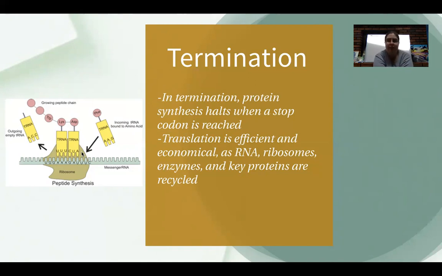Now, translation is efficient and economical. What we mean by that is because of the codon-anticodon system, it's very easy to line up the amino acids in the proper order. And it's economical because a lot of these things get reused. The tRNA, the ribosomal RNA, the ribosomes, the enzymes, the other proteins that are associated with this process, they don't even get broken down. They just hang out and wait for the next mRNA to come take its place. So we don't have to rebuild all these things. We don't have to rebuild the ribosome because we don't have to rebuild the rRNA and the proteins that come together to form it.